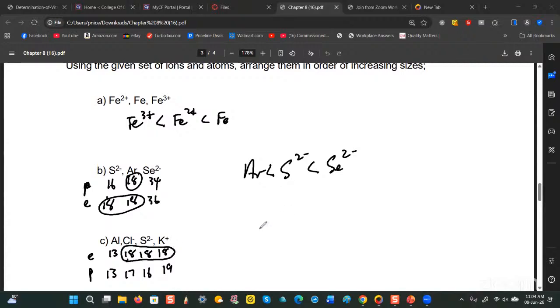So we can establish that potassium would be smaller compared to chloride, which would be smaller compared to sulfide.